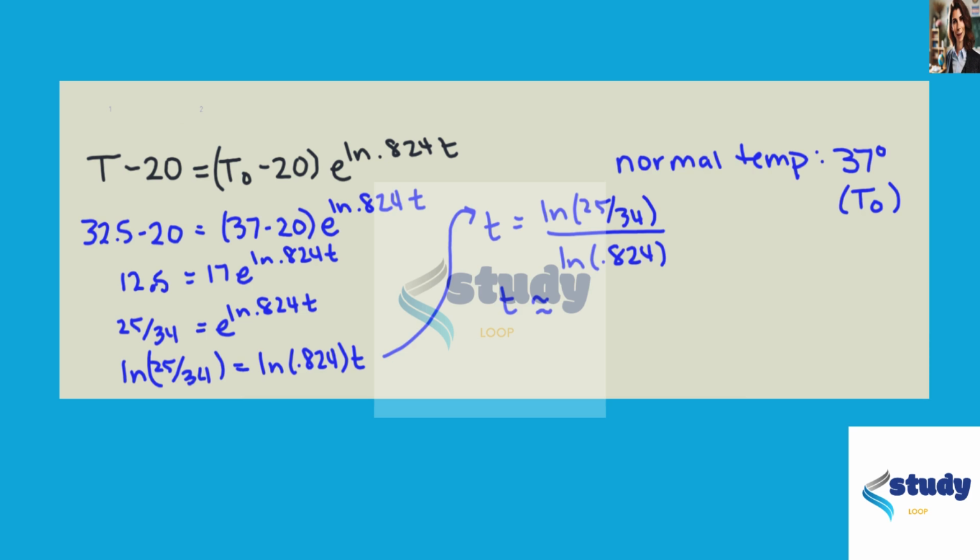Now this gives us approximately 1.59 hours. If you convert that into minutes, you get 1 hour and 35 minutes. So that tells us that 1 hour and 35 minutes before 1:30 p.m. was when the person was murdered. So 1 hour and 35 minutes before 1:30 p.m. is 11:55 a.m.